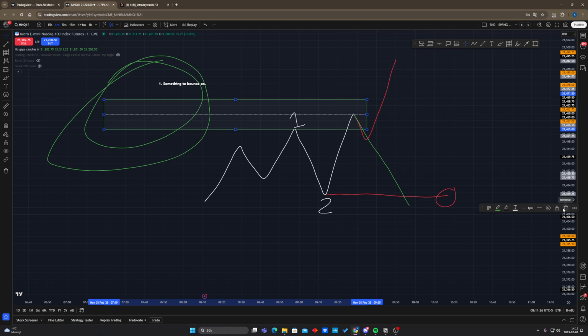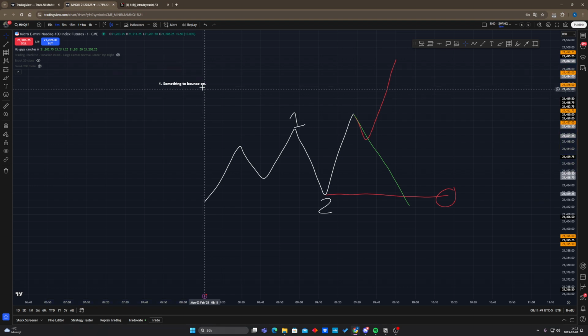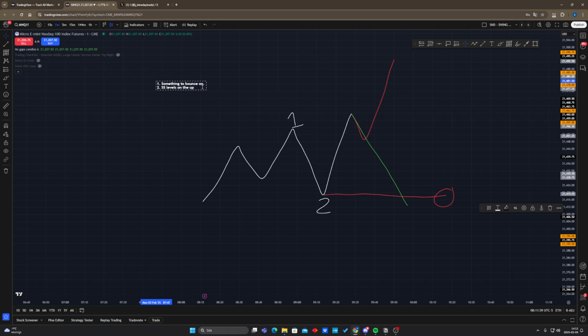right? Something needs to be super specific. You'll just find something, and it is a very high likelihood of it bouncing from this level that can push price down lower to basically accumulate more and pushing away from it or continuing to go further down. Number 2, SS levels on the upside.